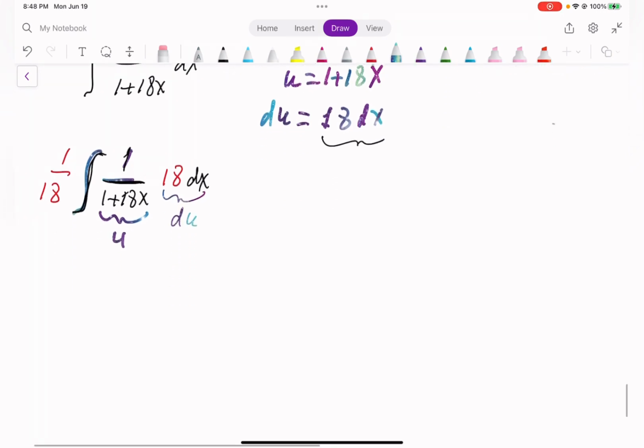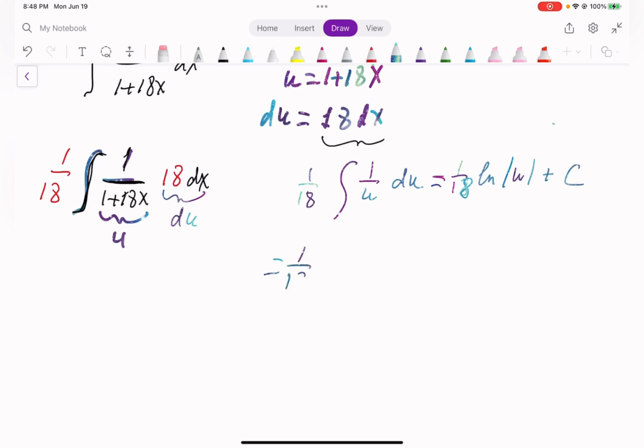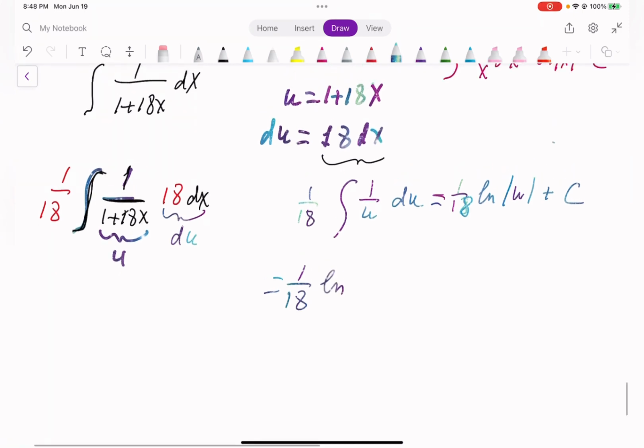So from here, we are getting 1 over 18, it's going to be 1 over u and du. And from here, we are getting 1 over 18 natural log u plus c, which is going to be equal to 1 over 18 natural log of 1 plus 18x, and plus c.